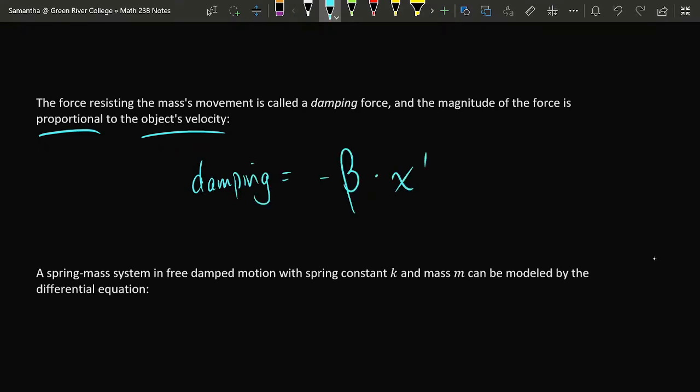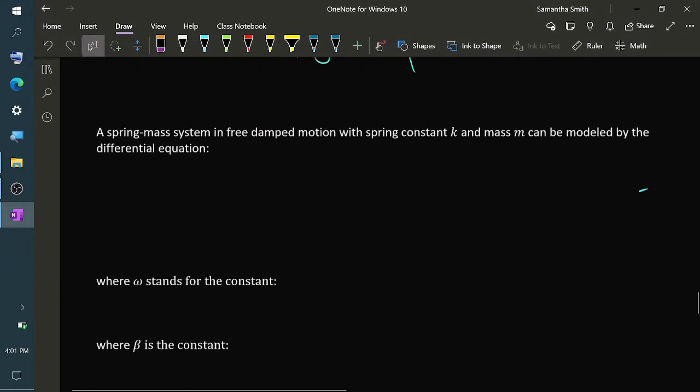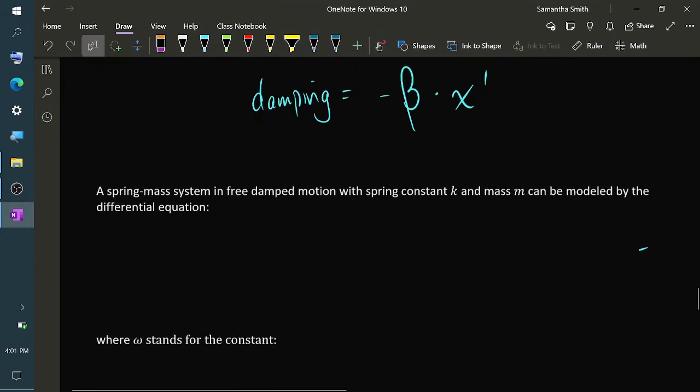The damping force is equal to some constant, which is usually called negative beta, multiplied by the object's velocity, which is the first derivative of its position. So spring mass systems where friction is being accounted for can also be represented by higher order differential equations.